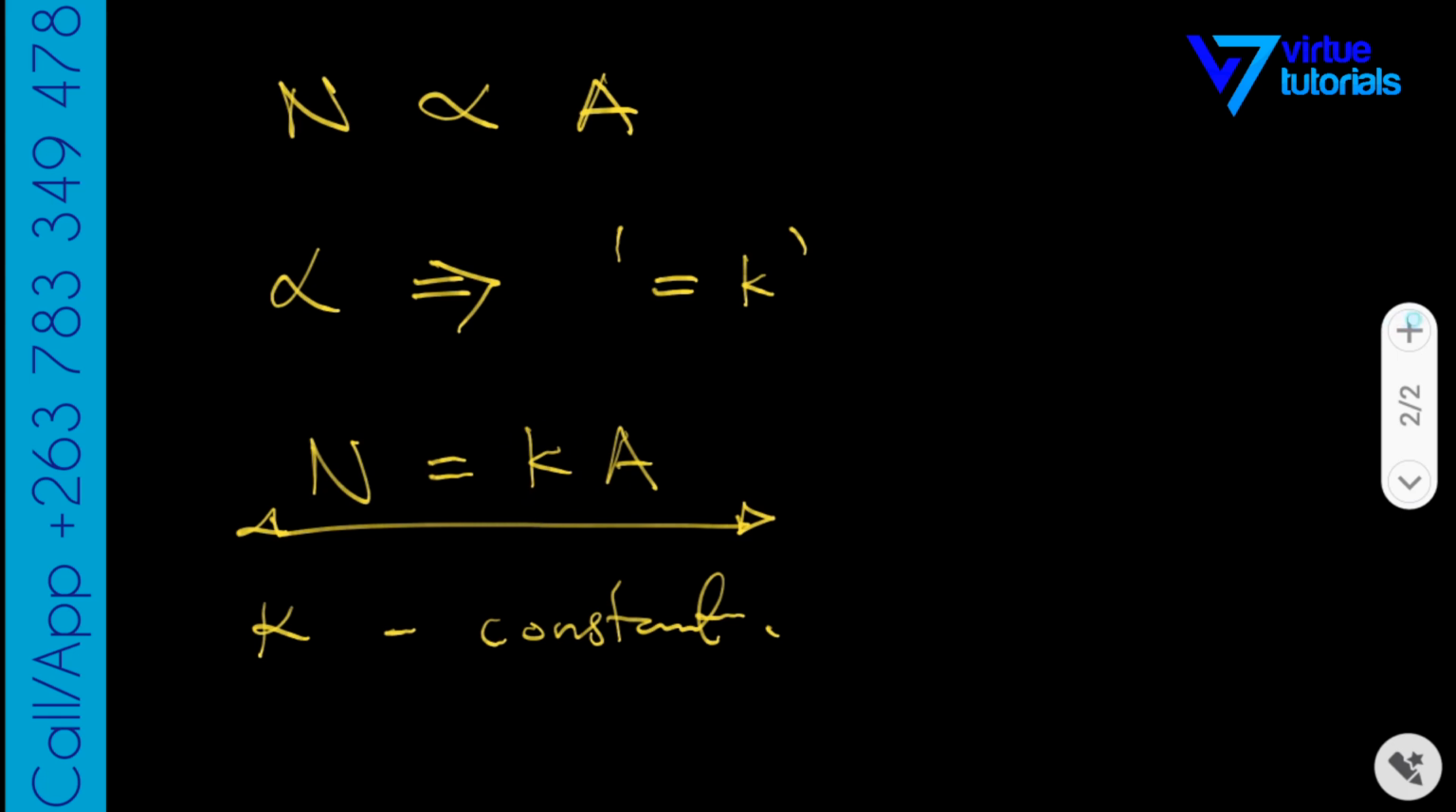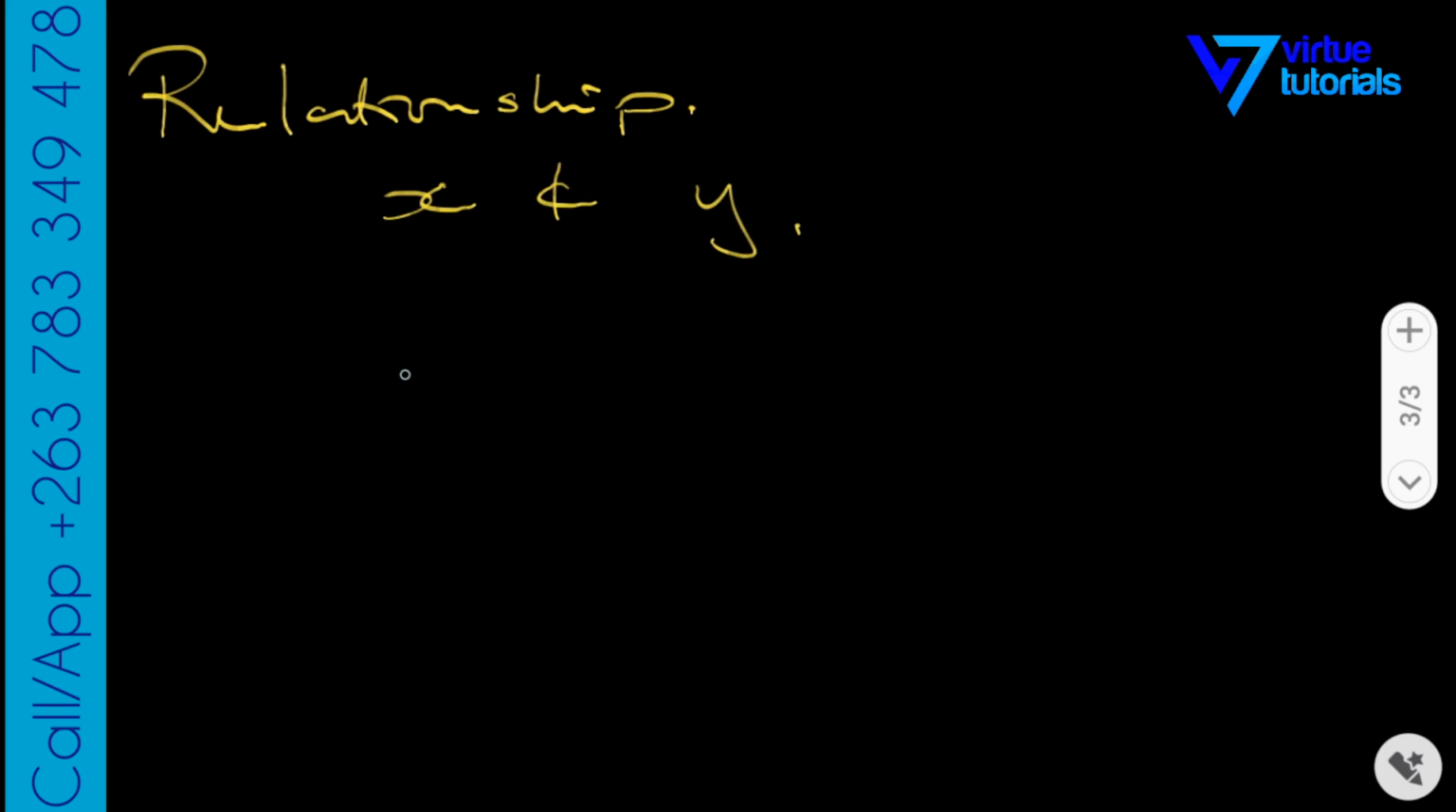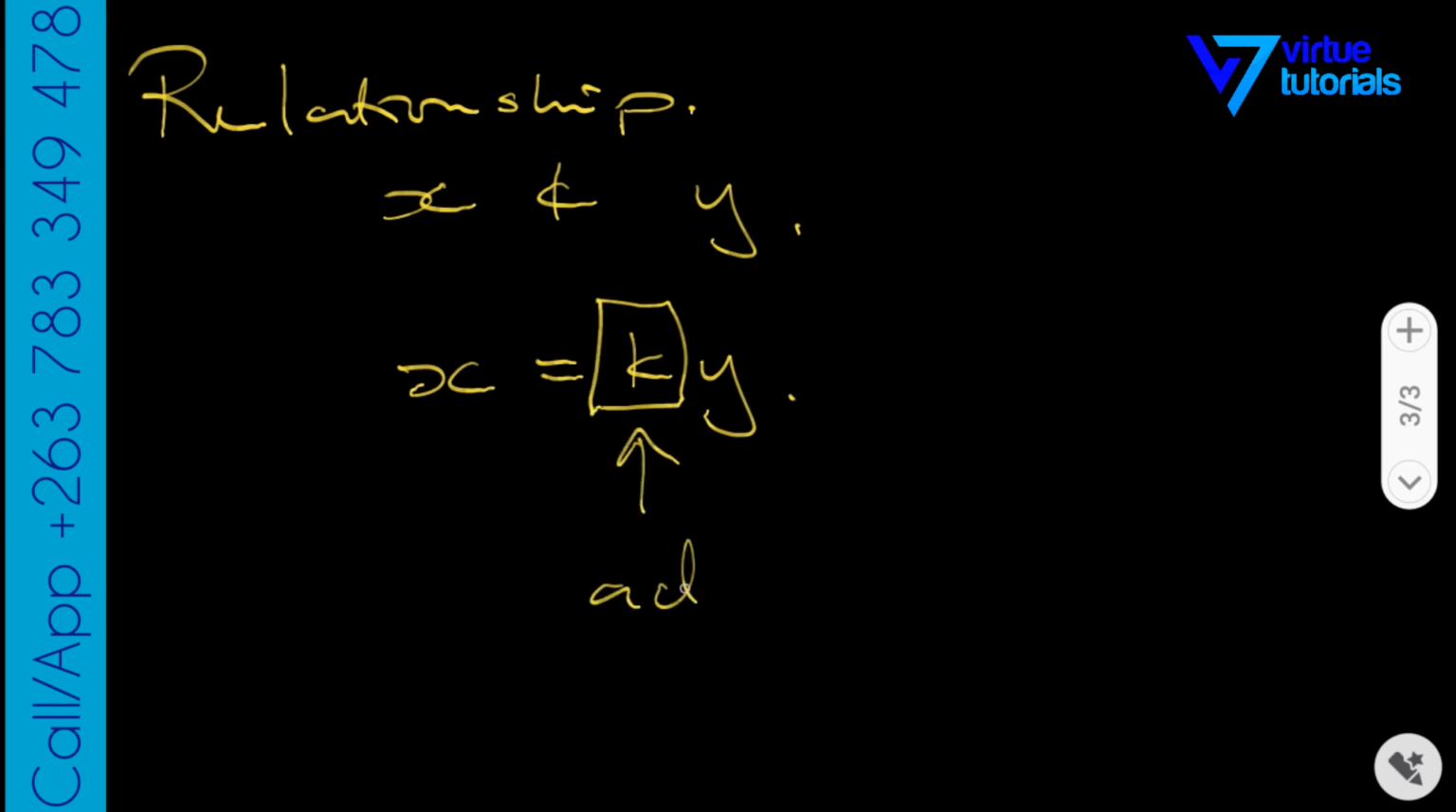So if you're asked to find the relationship between two variables, perhaps x and y, you need to have x is equal to ky. This is direct variation. But your k, you must find its actual value. So if k is 3, x is equal to 3y, that's the relationship you're looking for. So let's have an example here to show the whole process.